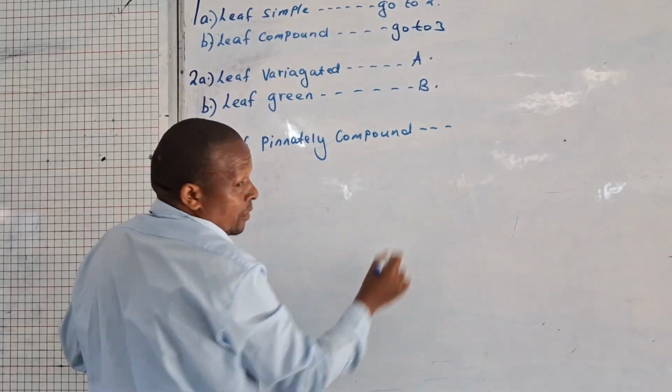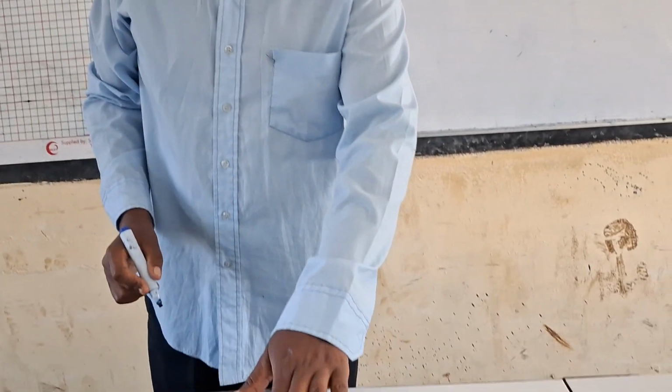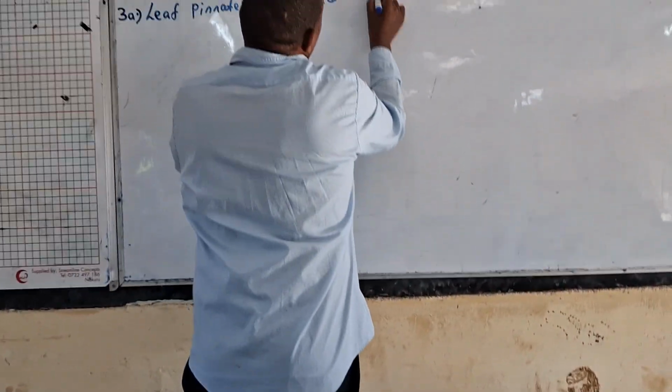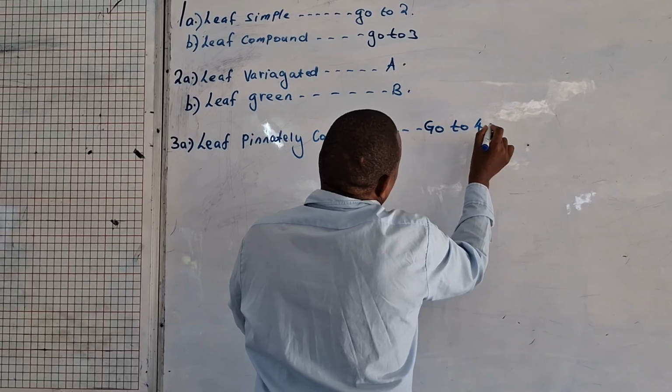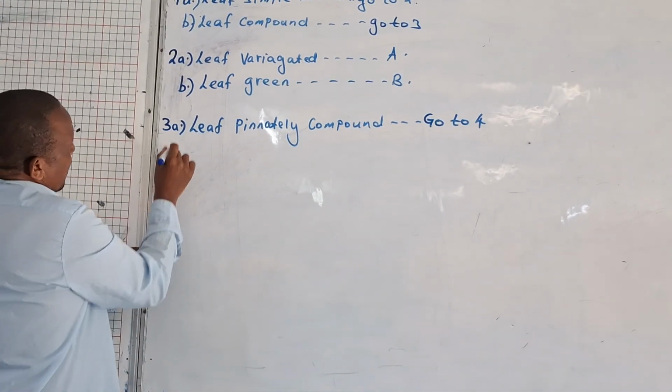Those which are pinnately compound, there are how many? 1, 2, 3. Are we together? So we go to number 4. Are we together? What about the other?